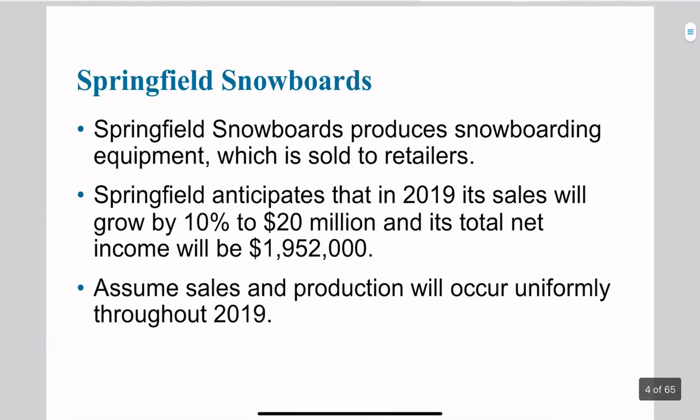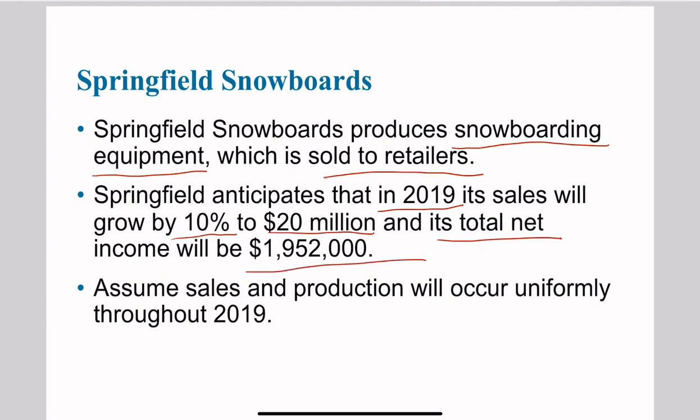Okay, we will discuss this using an example. Springfield Snowboards. So let's say this firm produces snowboarding equipment, and this firm sells the snowboarding equipment to retailers. So the firm anticipates that in 2019, its sales will increase by 20% to $20 million, and its total net income would be almost $2 million.